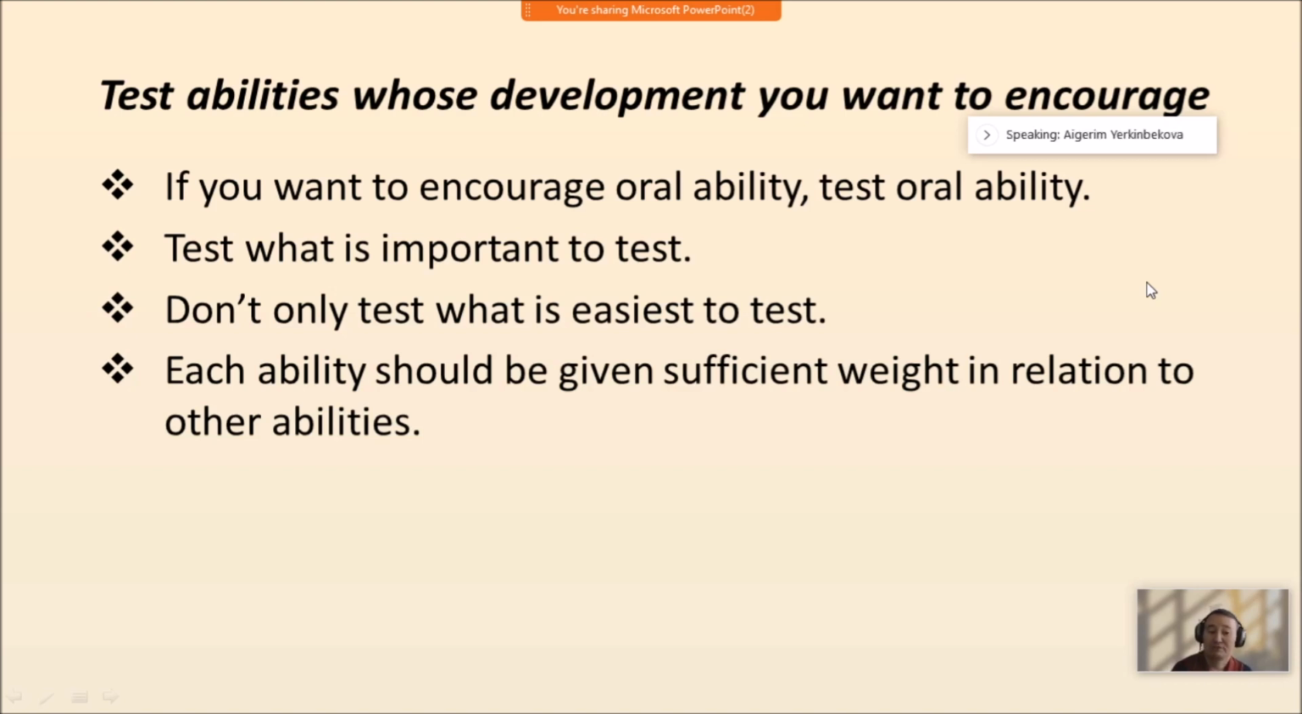Each ability should be given sufficient weight in relation to other abilities. Yeah, I partially mentioned it with my Olympiad students, but it's also true about general English courses. Sometimes teachers, instructors at university, yeah, they teach only the course book, but they don't focus on writing skill if the course book doesn't have a lot of writing. Yeah, this happens quite often. Or they don't read a lot.